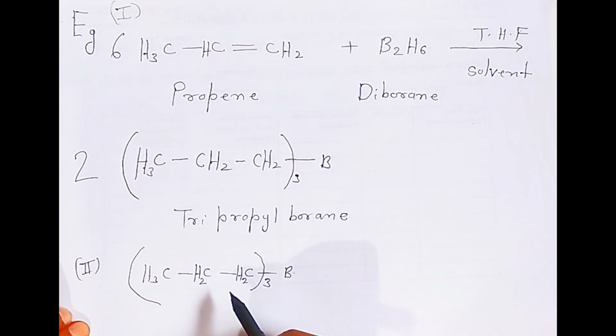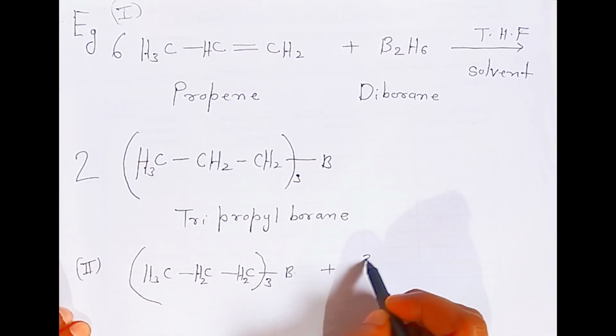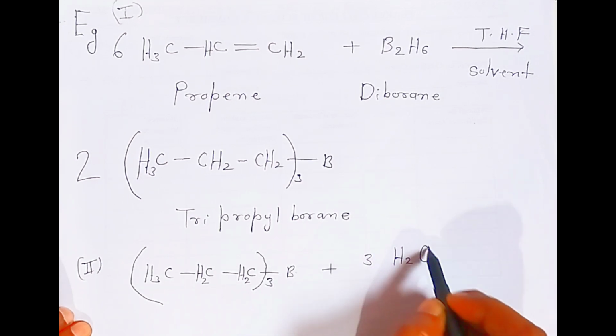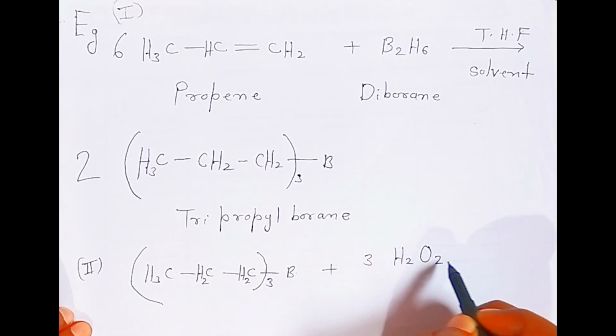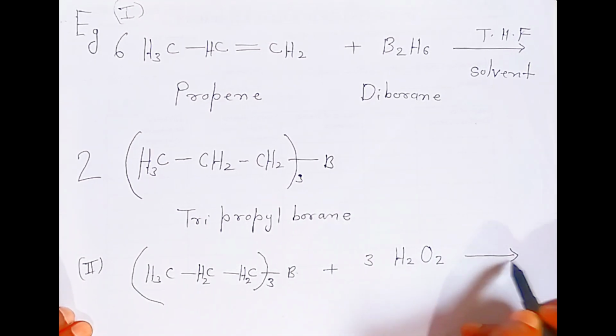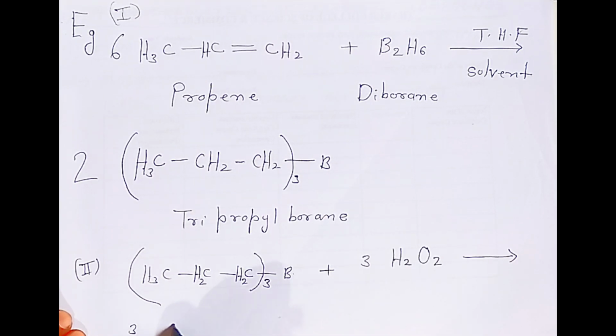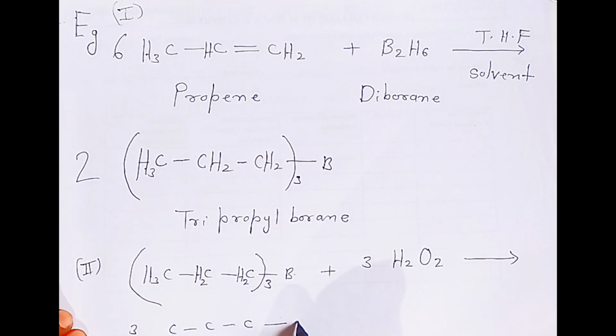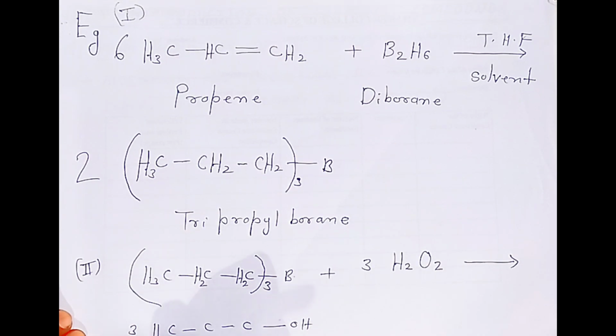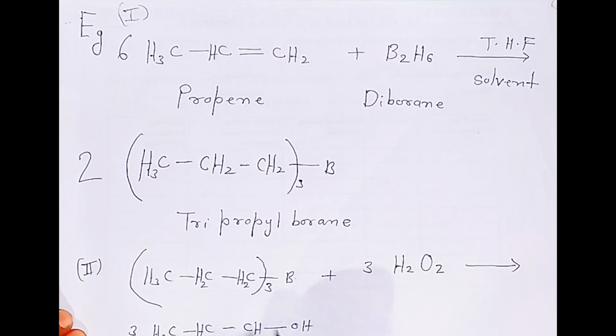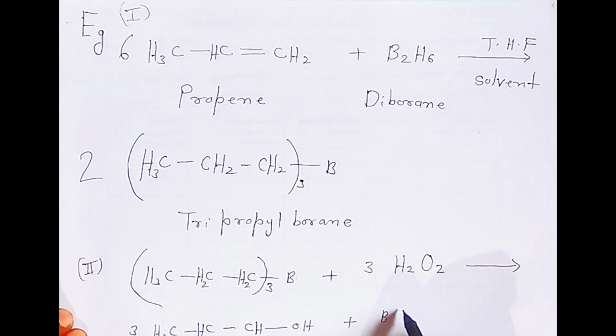One molecule now reacts with 3 molecules of hydrogen peroxide, and it will produce 3 molecules of propyl alcohol. Okay, students. This is propyl alcohol, students. Fill the valency with hydrogen. Okay, students. 3 molecules of propyl alcohol will form, and there is a formation of boron trihydroxide.